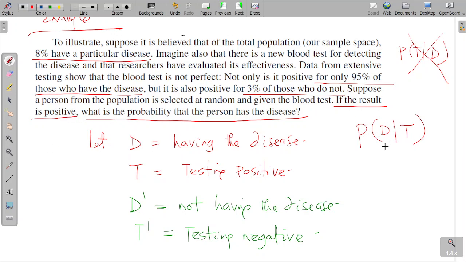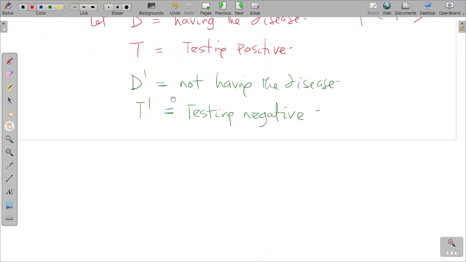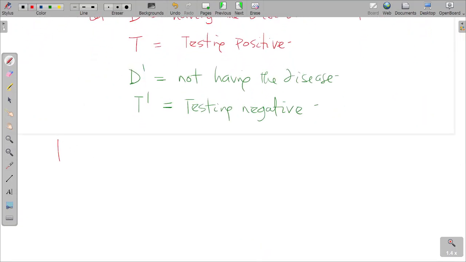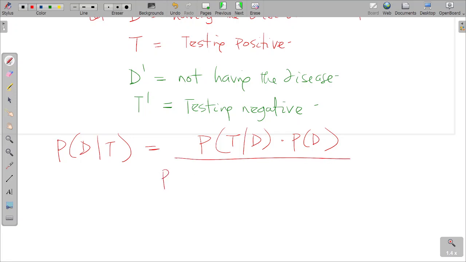All right, so looking for this, what do we do? Then we write the formula for that. Probability of D given T. What is the Bayes formula for this? That is the probability of T given D multiplied by probability of D, all over probability of T given D multiplied by probability of D, plus, now the other side is not having the disease, probability of T given D complement multiplied by probability of D complement. Okay, all right, that is it.